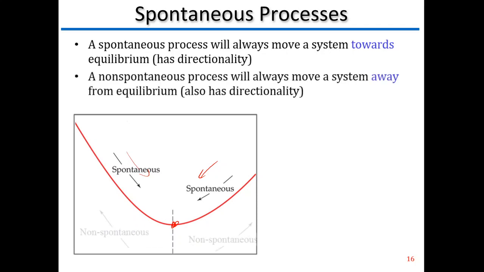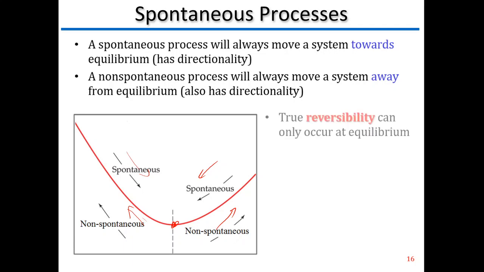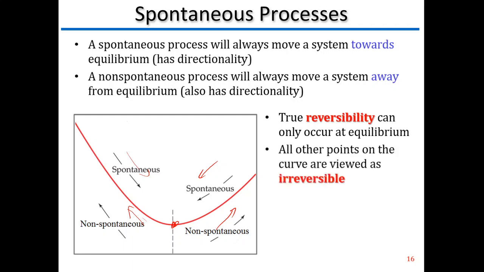But we're talking about the non-spontaneous direction, moving away from equilibrium. This is always going to take energy. I'm going to have to put energy in to move away from equilibrium. That would be an example of a non-spontaneous process. A true reversibility can only occur at equilibrium. All other points in the curve are viewed as irreversible.